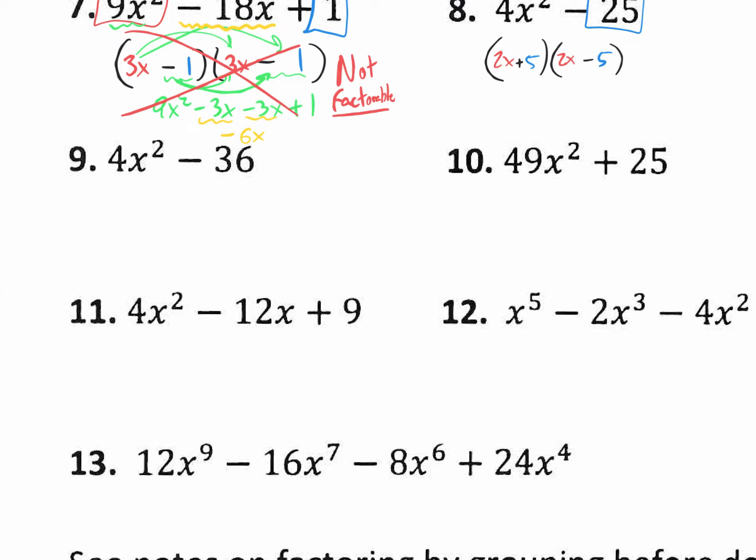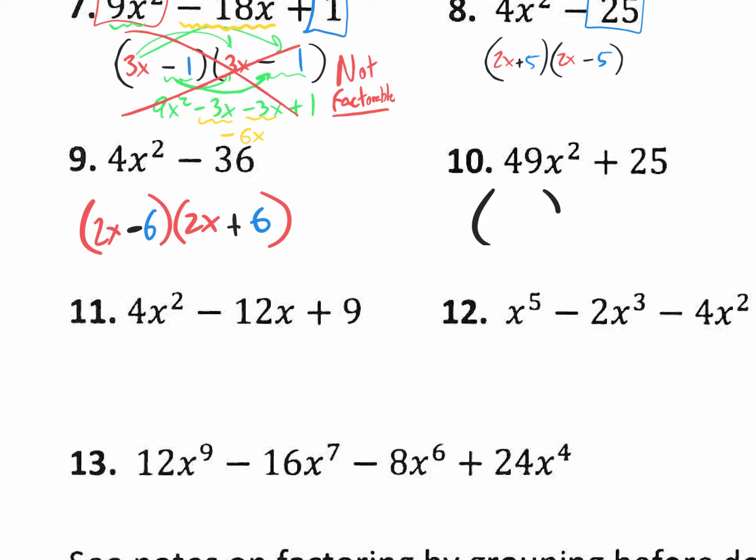You see, on number 9, when you think of the square roots, the square root of 4x squared is 2x. The square root of 36 is 6. Now, of course, in order for you to end up with a negative 36, you have to have one positive 6 times a negative 6. The signs have to be different, and that's how the middle terms will cancel out. So one has to be plus, one has to be minus. Doesn't matter which one you put where. That's a correct factored form of number 9.